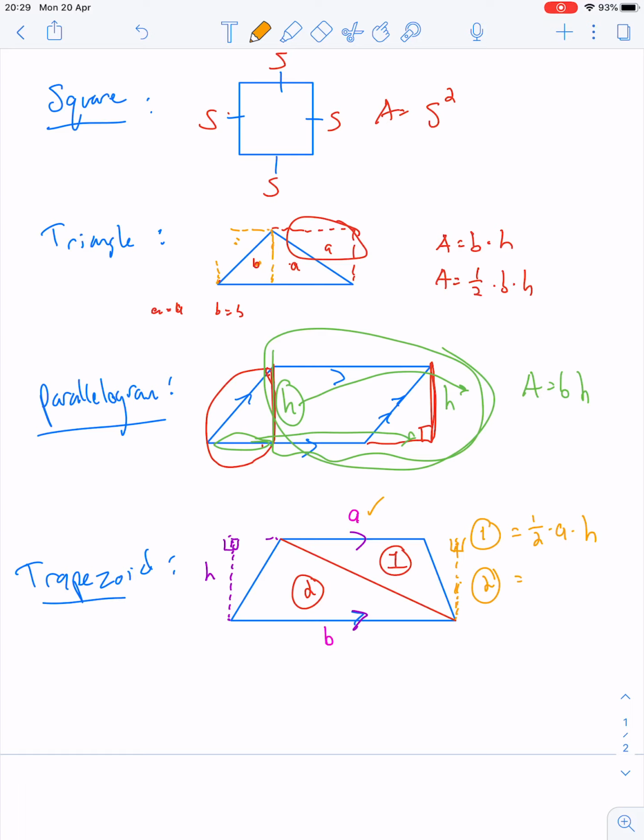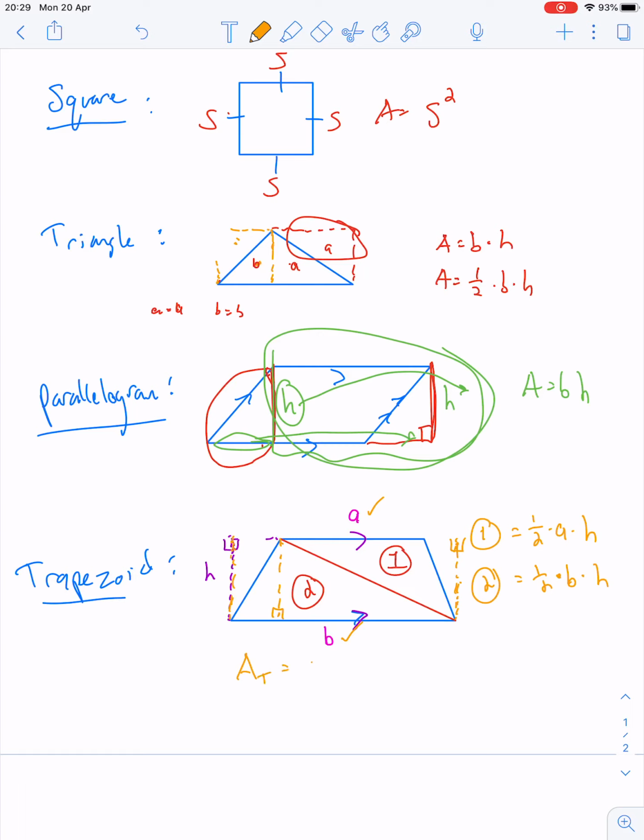Triangle 2 is 1/2 times the base. Base is going to be B. And do we have the height? We do. Perpendicular to the base. So it would be right here. Same thing. Also h. So the area of the trapezoid, we can label it as A for area, sub T, trapezoid.